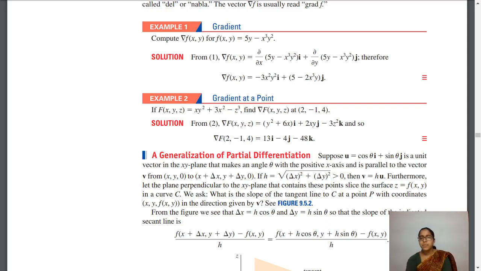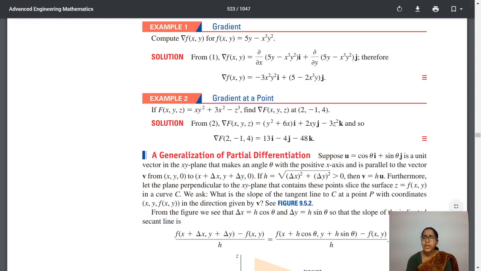So in this example, let's see. We are given f of x, y, z is equal to xy square plus 3x square minus z cube. We need to find the gradient at the point (2, -1, 4). So the gradient is dou by dou x of (xy square plus 3x square minus z cube) into i, plus dou by dou y of (xy square plus 3x square minus z cube) into j, plus dou by dou z of (xy square plus 3x square minus z cube) into k.